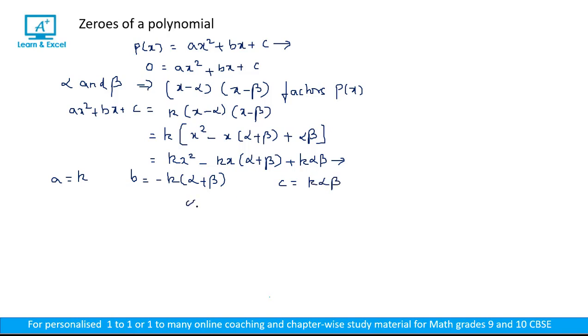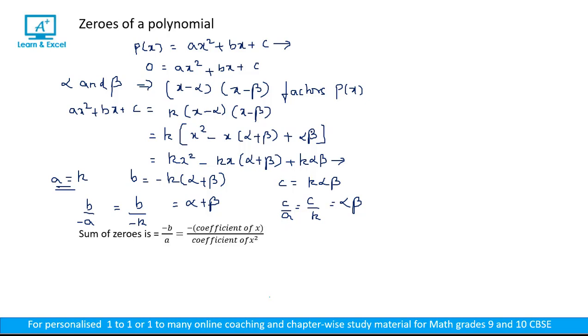Now here solving, we'll have alpha plus beta equal to b upon minus k, and k is already equal to a, so we can write minus a in the denominator. So we'll have alpha plus beta equal to minus b upon a. Similarly, alpha beta will be written as equal to c upon k. Now k is already equal to a from here, so this is equal to c upon a. So alpha beta is c upon a and alpha plus beta is minus b upon a.